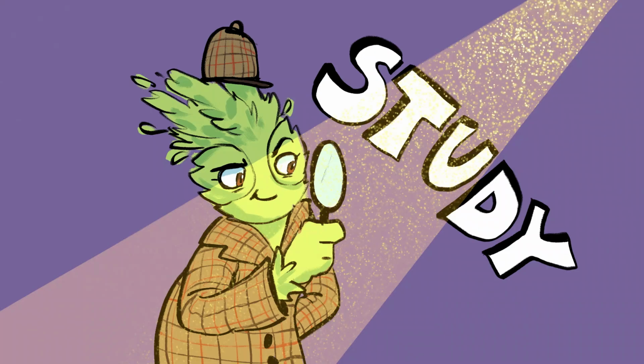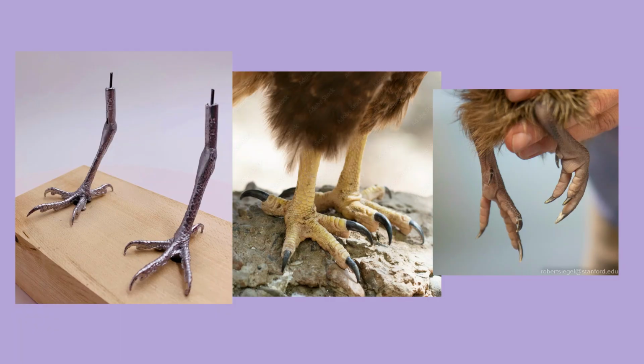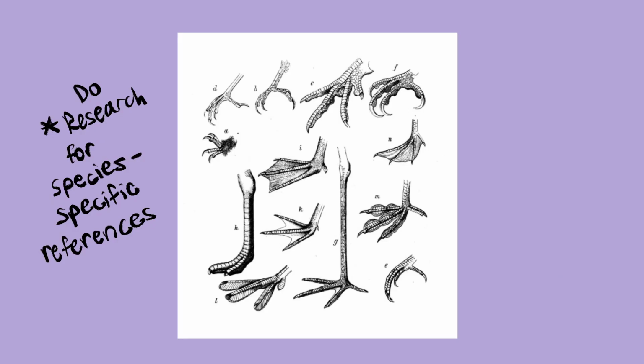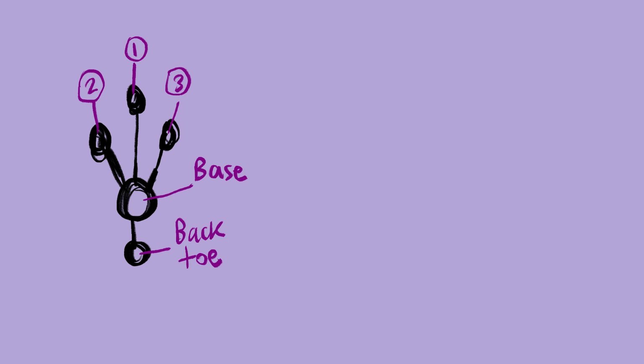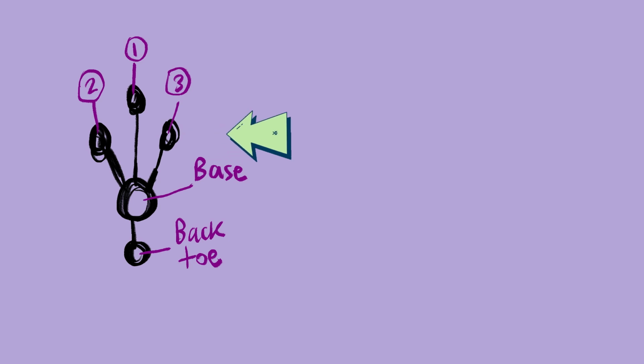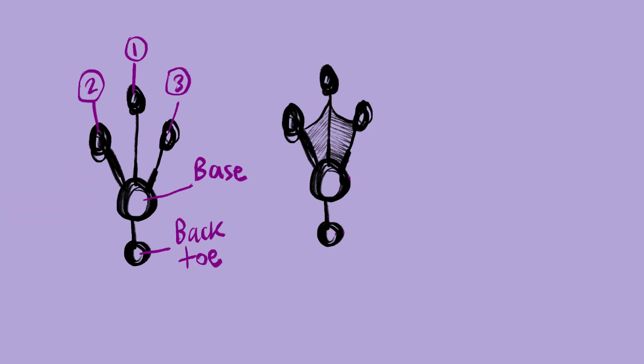Alright, finally let's learn how to draw bird feet. Bird feet vary a lot by different species, so it's important that you use references for whatever bird you choose to draw. However, most bird feet are variations of this basic structure. 3 front toes with the tallest in the middle, a short back toe, and the base of the ankle in the middle. Variations of this could be adding webbing, or having 2 toes in the front and 2 in the back. Overall, the shape of the foot is commonly something like this.